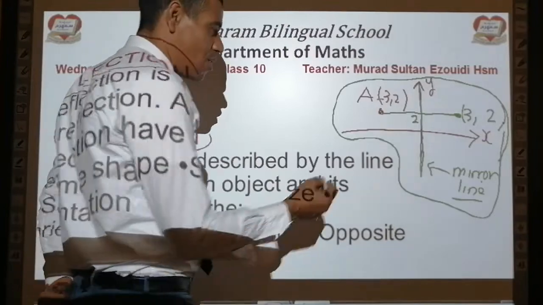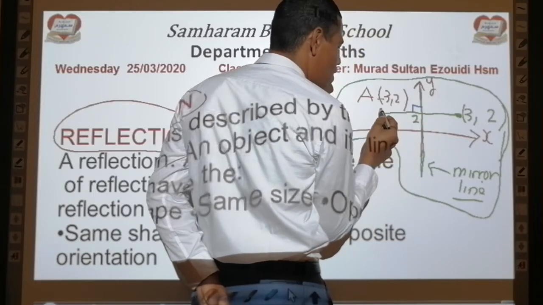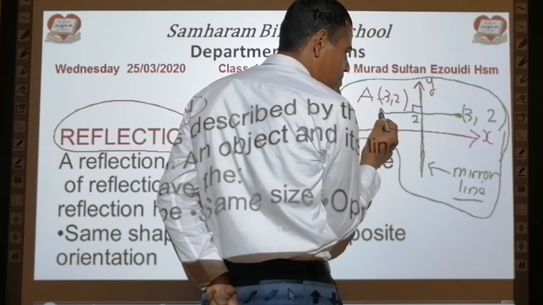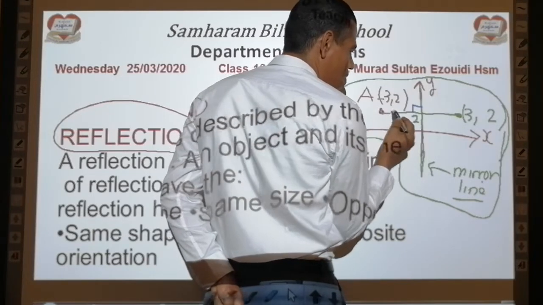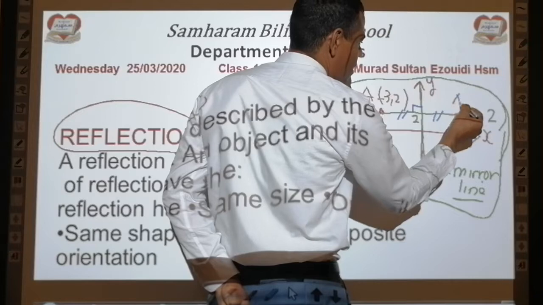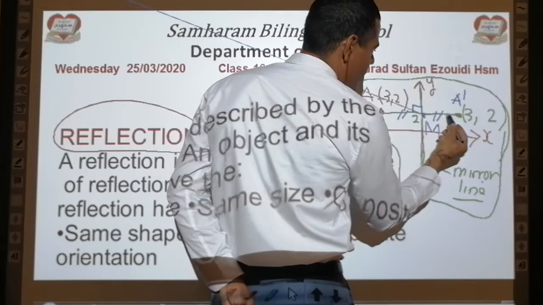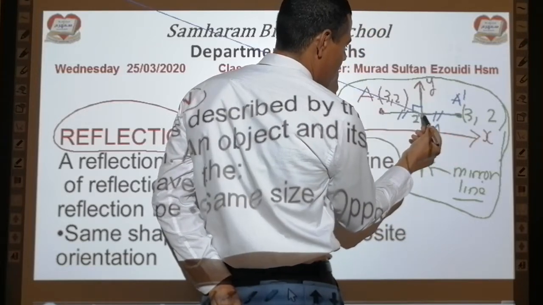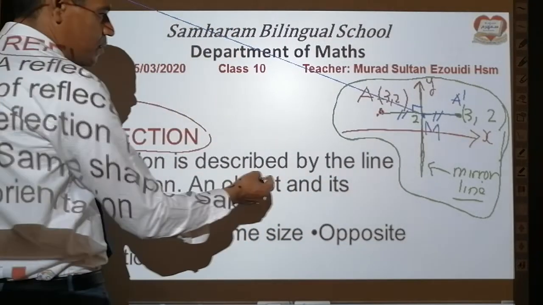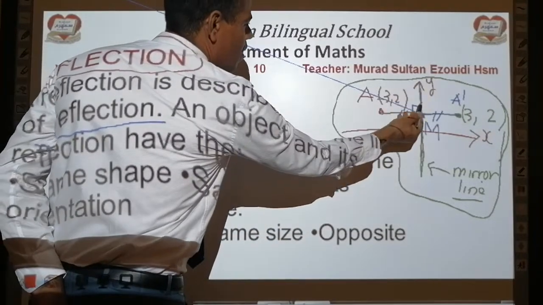So, in the reflection, you can see that this line should be perpendicular. To reflect a point, you should extend the line starting from the point A and it should be perpendicular to the y axis, then you should keep the same distance. If this is A prime, and this is, for example, the point N, you can see that N A prime is equal to N A. Then, the reflection is described by the line of reflection. This one, the green one, is the line of reflection.